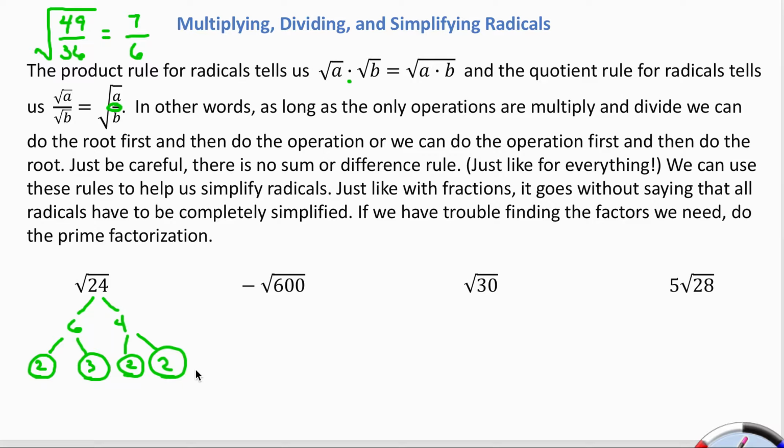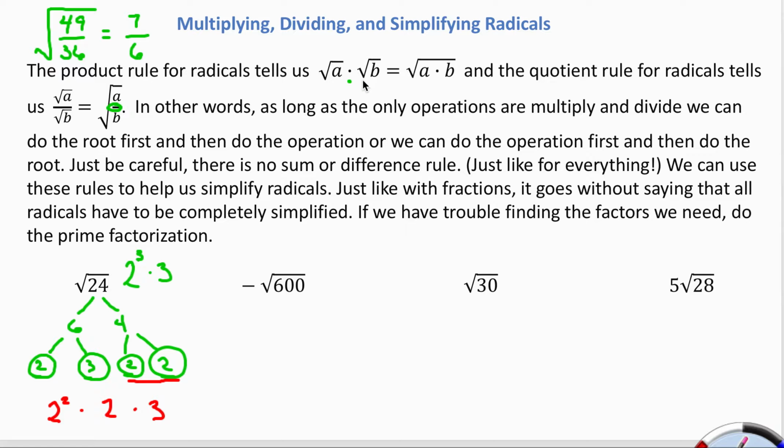And really, this time, if I was just doing the prime factorization, I'd write that as 2 cubed times 3. That's the prime factorization for 24. But if I'm using my prime factorization to help me simplify a radical, I want to write it all in groups of 2. So I'm going to write 2 squared times 2 times 3, groups of 2.